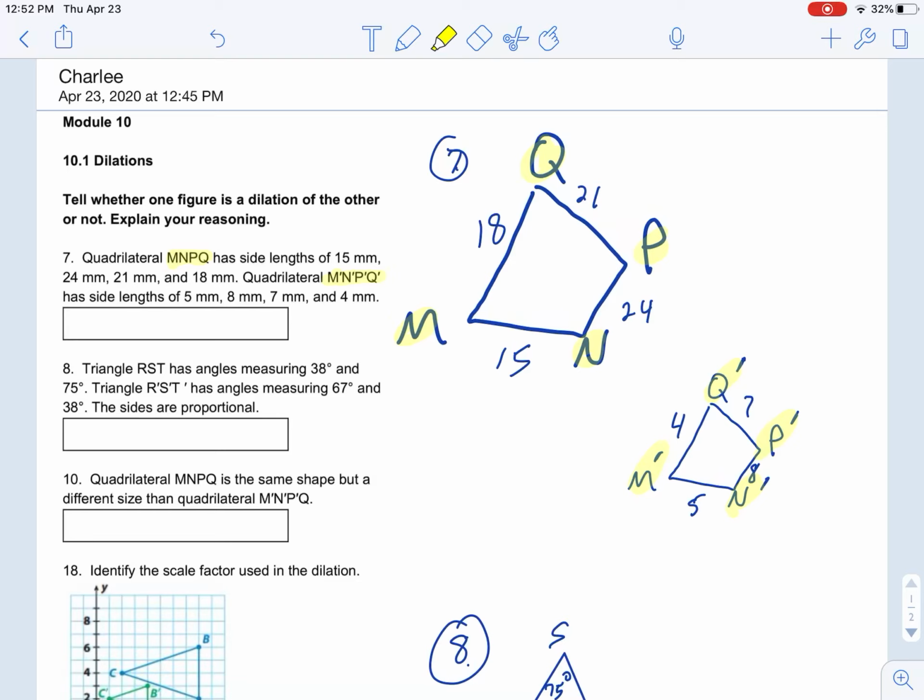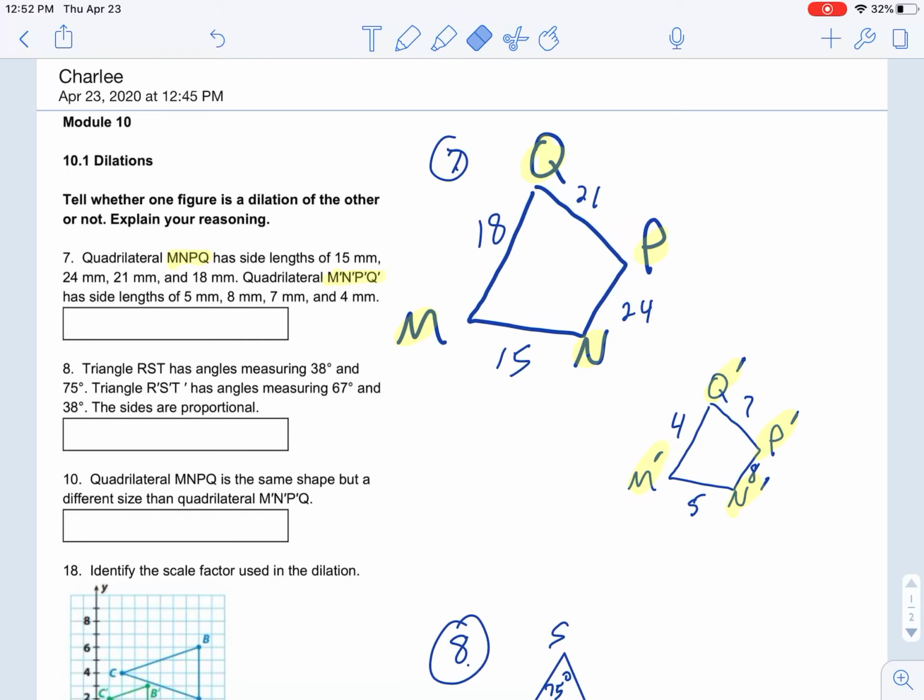So MNPQ is your pre-image, that's the before. M prime, N prime, P prime, Q prime, that's the image or the after. So for number 7, they just want to know, is this one a dilation of that one? So it's basically a yes or no question, and then explain how you know.